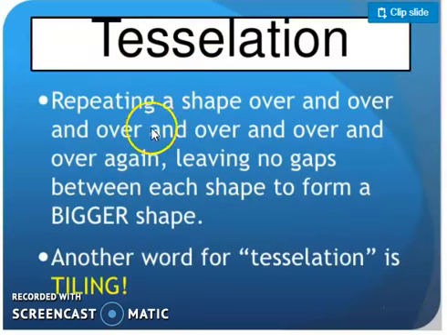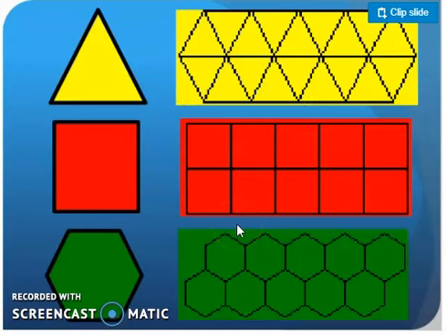Now tessellation. Tessellation is repeating a shape over and over again, leaving no gaps between each shape, to form a bigger shape. Another word for tessellation is tiling. So see, this is tiling over and over, this is a square tiling, this is a pentagon tiling.